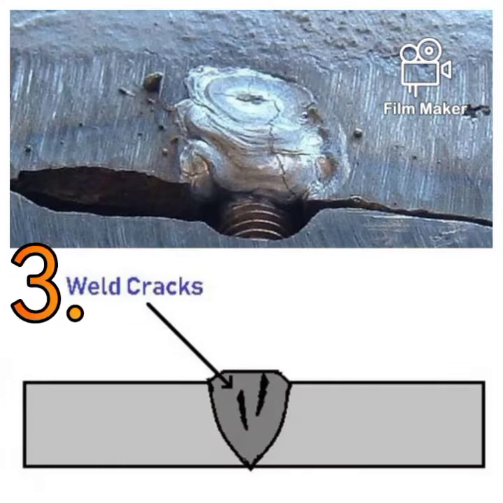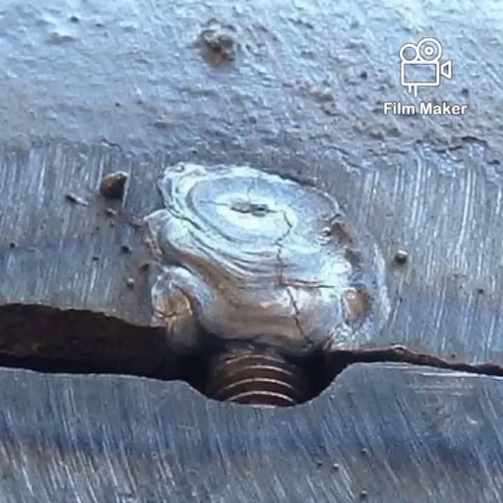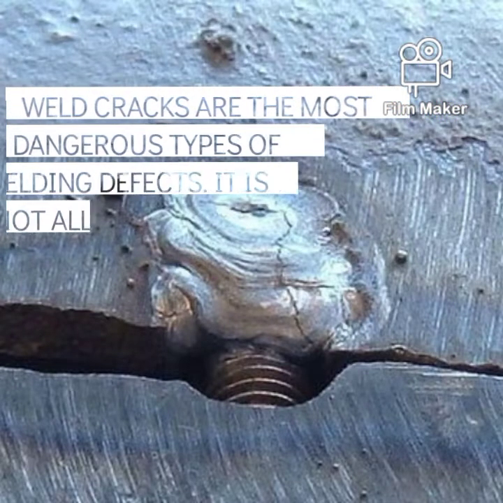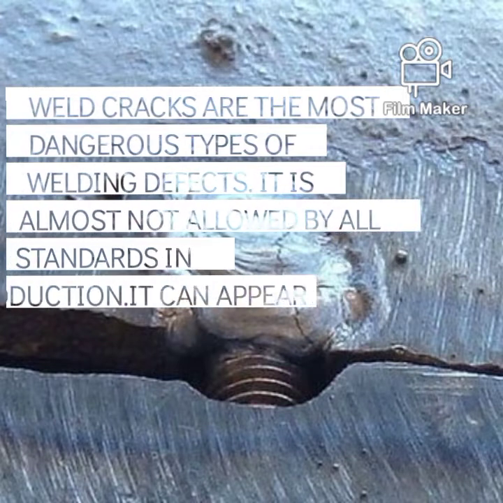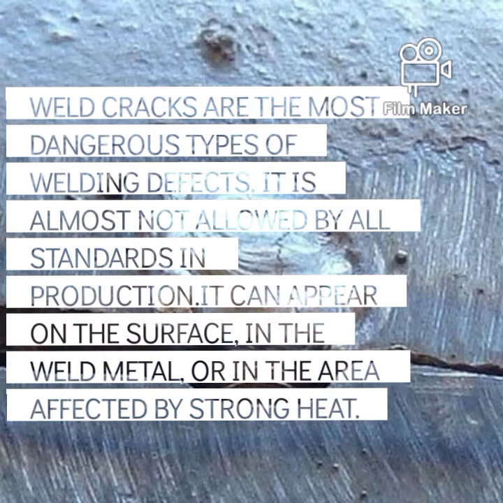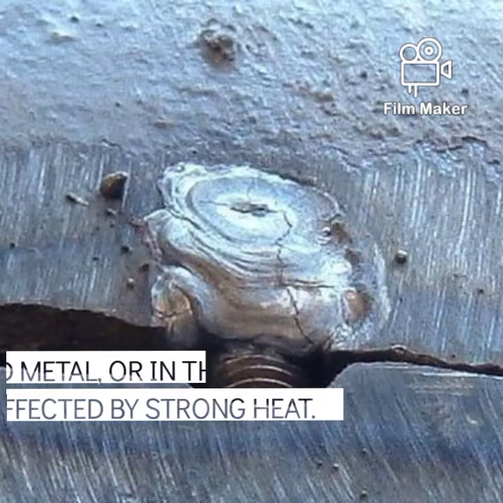Number 3, weld cracks. Weld cracks are the most dangerous types of welding defects. It is almost not allowed by all standards in production. It can appear on the surface, in the weld metal, or in an area affected by strong heat.